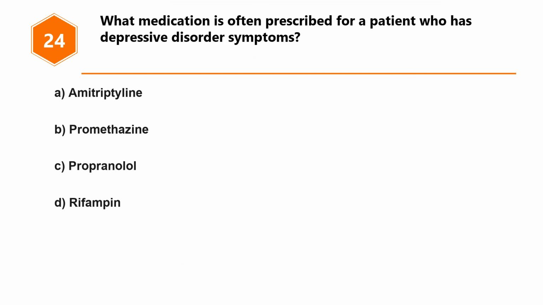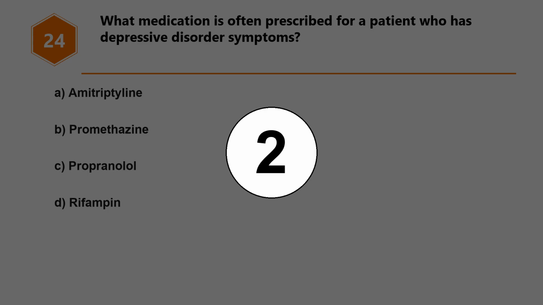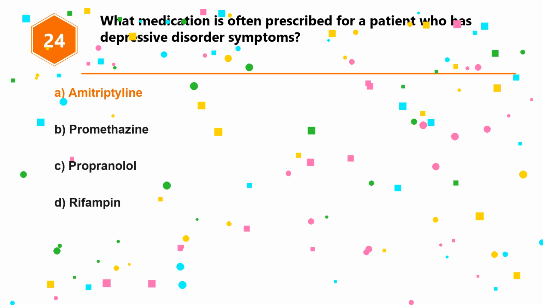Question 24. What medication is often prescribed for a patient who has depressive disorder symptoms? Option A. Amitriptyline. Option B. Promethazine. Option C. Propranolol. Option D. Rifampin. The correct answer is option A, amitriptyline.